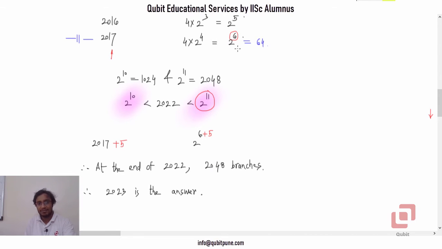So what I've done is I've added 5 to this, which would also mean that in the year 2017 we should also add 5. That basically tells us that at the end of the year 2022, the company will have 2048 branches. See, it is at the end of 2022 that the company will have 2048 branches.